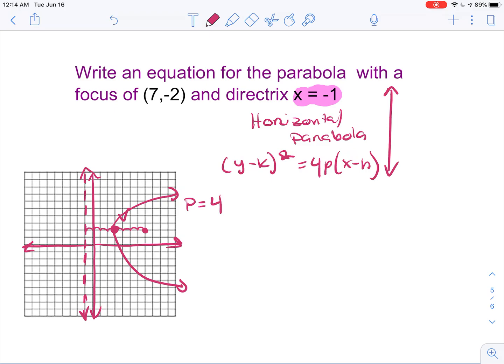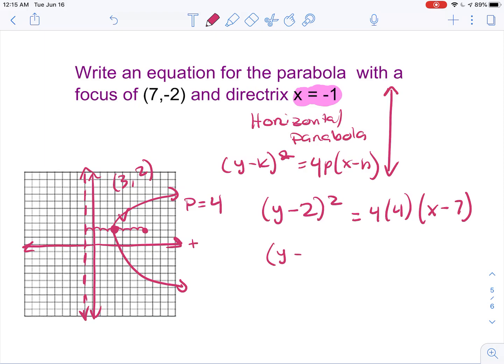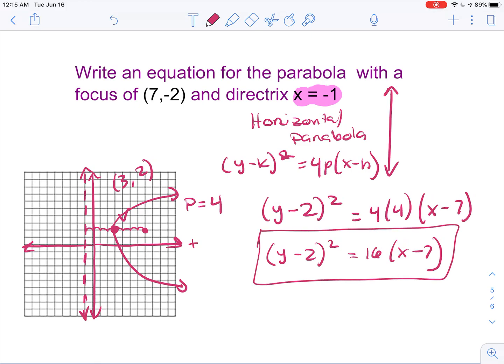So is my p-value going to be positive or negative? Well, we're moving in a positive direction, so it is going to be positive. So it's a positive 4. Let's fill in the values. What is my vertex? That's 1, 2, 3, 1, 2. So it is (y - 2) squared equal to 4 times 4 times (x - 7). So since there's nothing really left to simplify except the 16, that would be a perfectly acceptable answer for this equation.